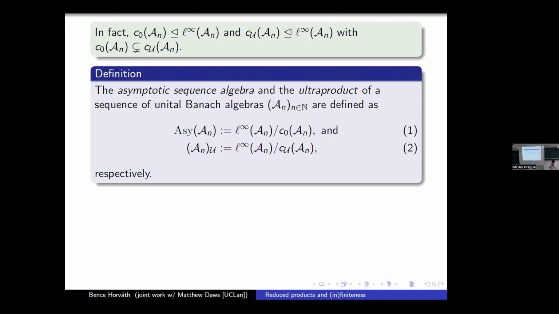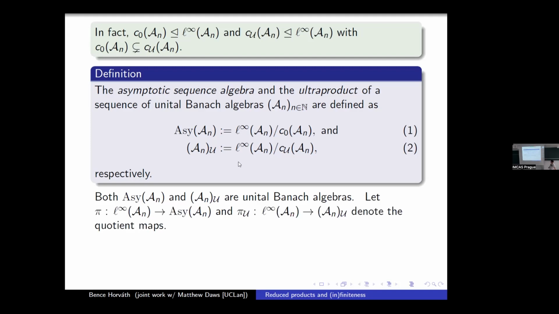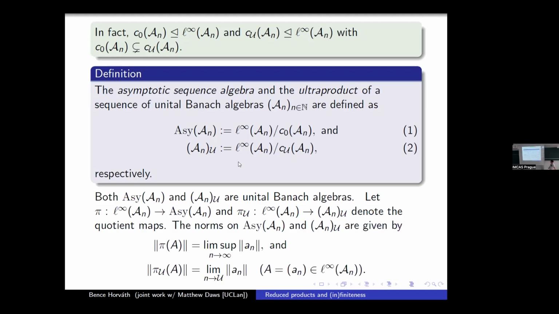And of course, the ultraproduct is L infinity quotiented by this other ideal. For the purposes of this talk, all the results I'm going to tell you will be about the asymptotic sequence algebra, but everything I tell you also works for the ultraproducts. The techniques are literally the same. So these are both unital Banach algebras, and pi and pi will denote the quotient maps.